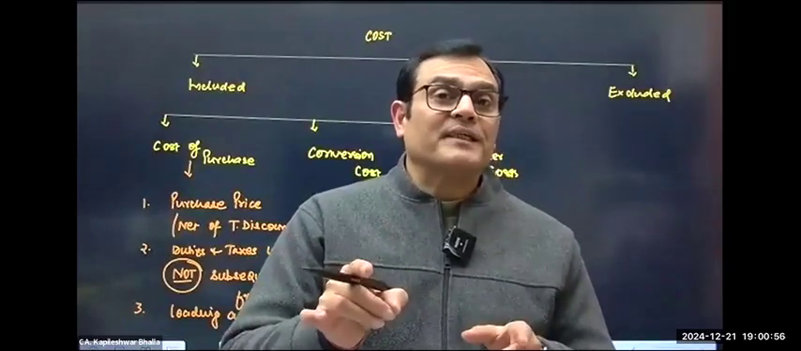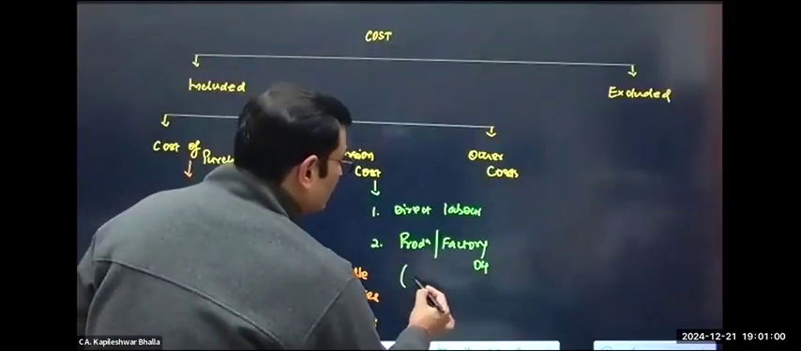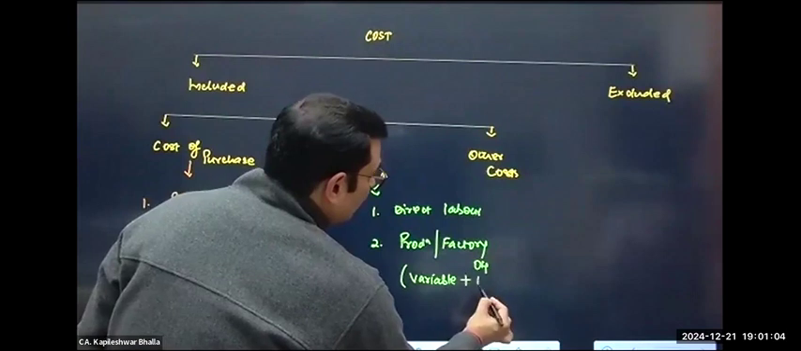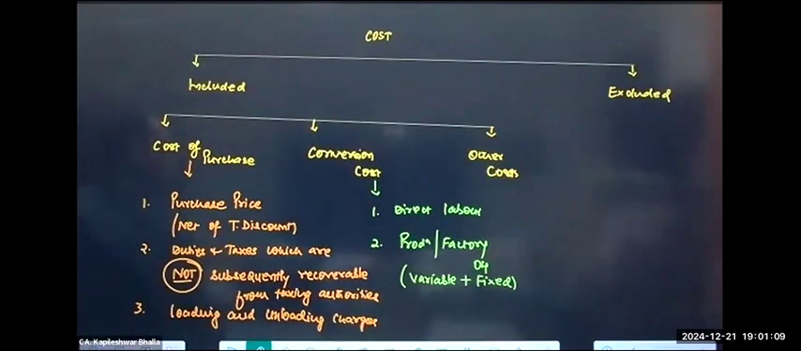When you consider your factory overheads, depreciation is a part of the factory overheads, and you need to consider both variable as well as fixed overheads into account. Variable and fixed overheads both will be a part of this production overheads.